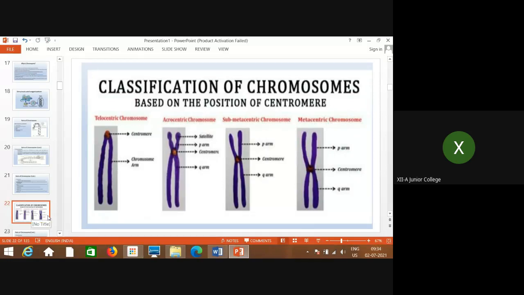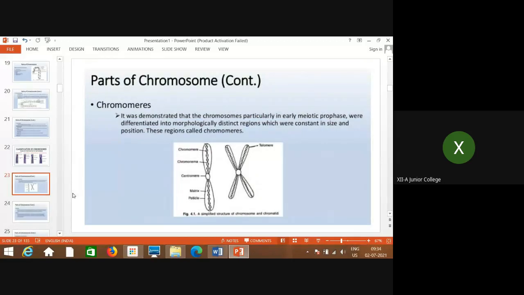So depending on the position of the centromere, these chromosomes are called metacentric, submetacentric, acrocentric, and telocentric. Centromere is nothing but the point of attachment of these two chromatids. Now, this diagram is again very clear. The chromosomes, particularly in early meiotic prophase, are differentiated into morphologically distinct regions which are constant in size and position, and these regions are called chromomeres.